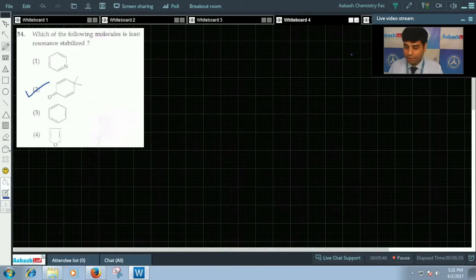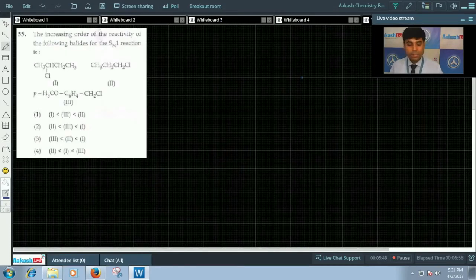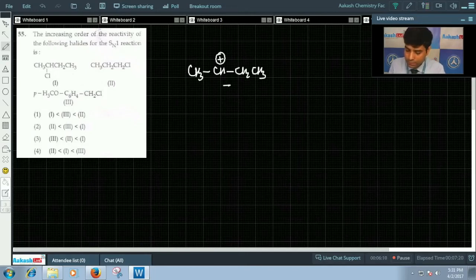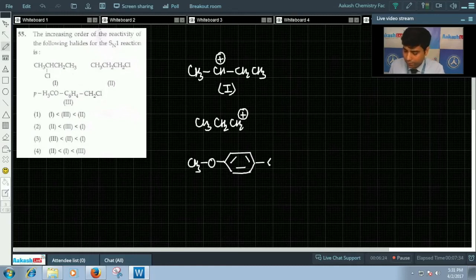Now let's solve question number 55. Question number 55 says the increasing order of reactivity of the following halides for SN1 reaction is. These are the halides given. As we know, SN1 reaction involves the formation of carbocation. So let us write carbocations first. This will be our first carbocation. This is the second carbocation. This is the third carbocation formed.